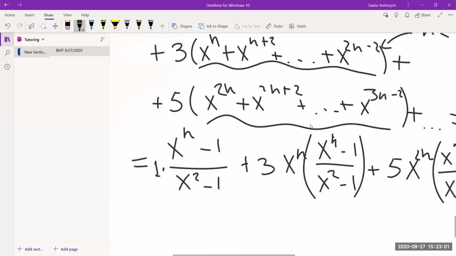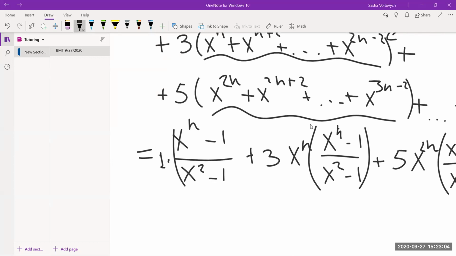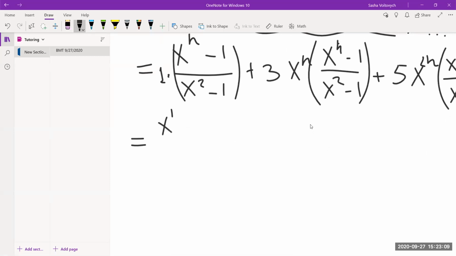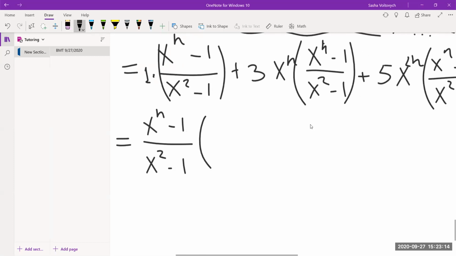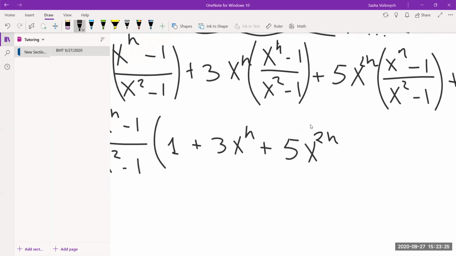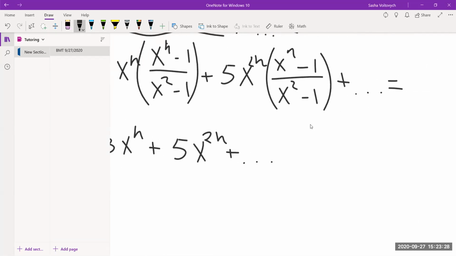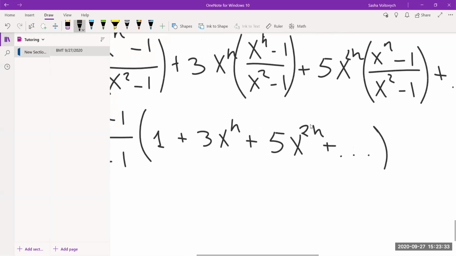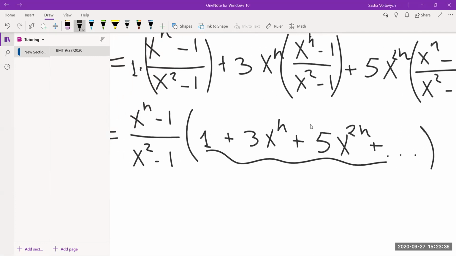Okay, so we note that we can factor out this term as it appears everywhere. So this can be factored out, and then we have 1 plus 3x to the power of n plus 5x to the power of 2n, and so on. So okay, here we will stop our equation chain and we will just observe this more closely.